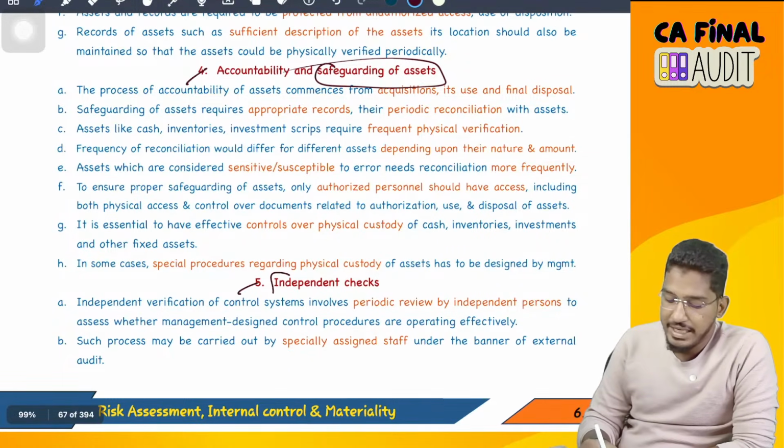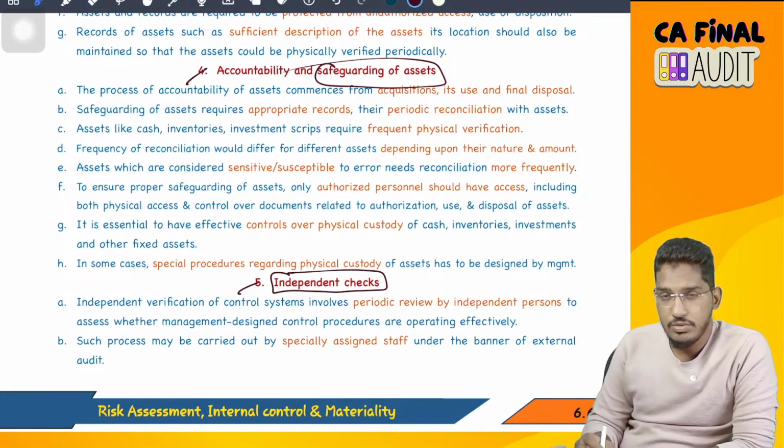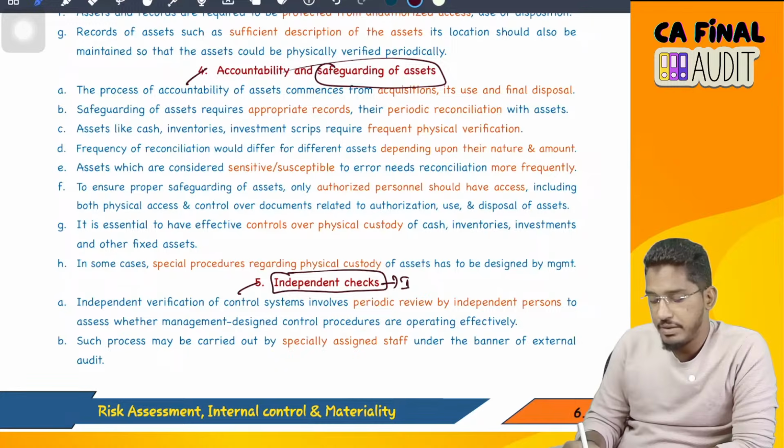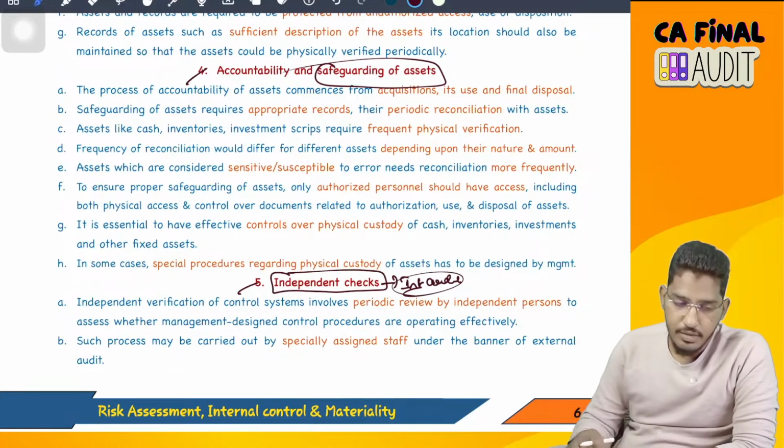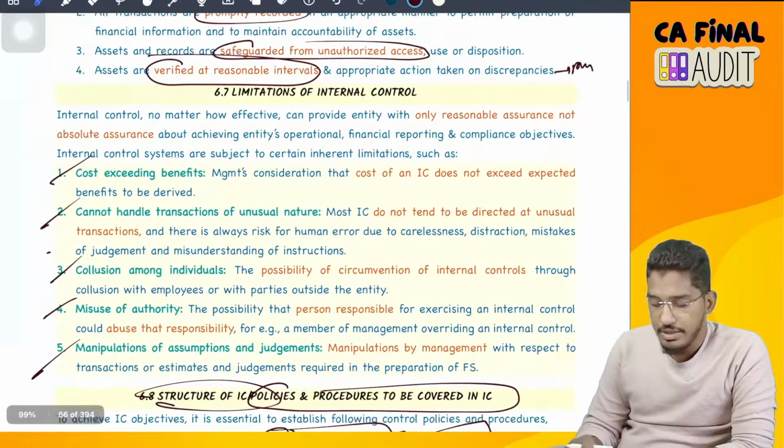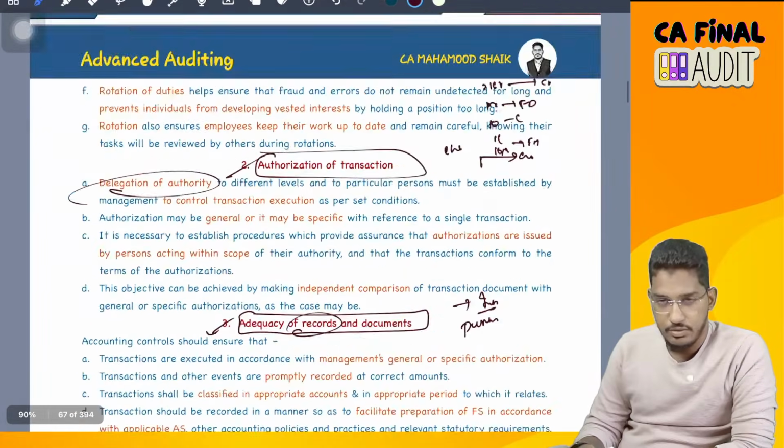And then finally, there should be independent checks. Just implementing the controls alone will not be enough. Periodical checks also should happen. If I have to give you an example of independent checks, we can give the example of internal audit. Right? So these are the common policies and procedures in most internal controls.